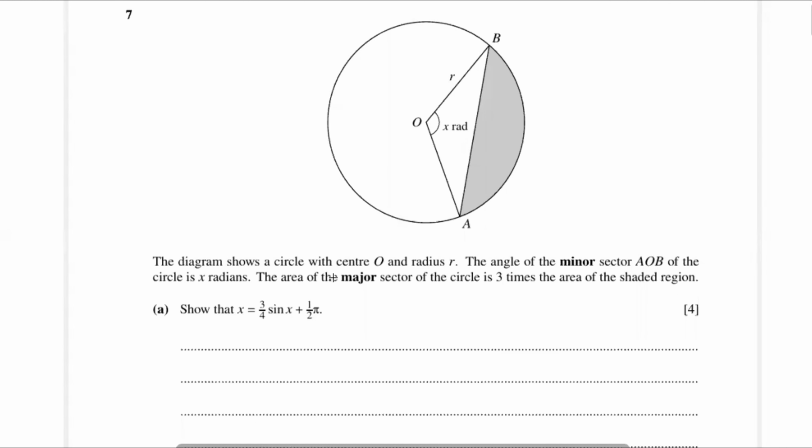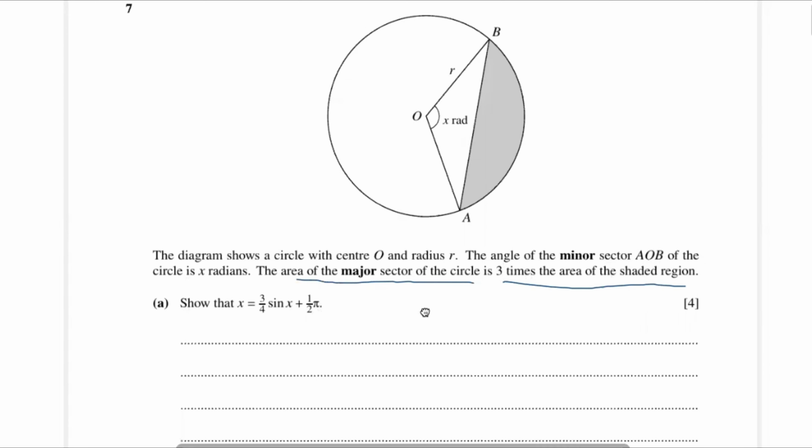Question 7. The diagram shows a circle with center O and radius r. The angle of the minor arc AOB of the circle is x radians. The area of the major sector of the circle is 3 times the area of the shaded region. Now we have to prove that x equals 3 over 4 sine x plus 1 over 2 pi.